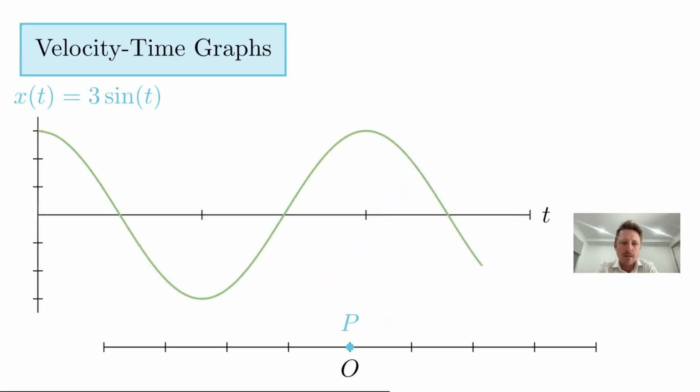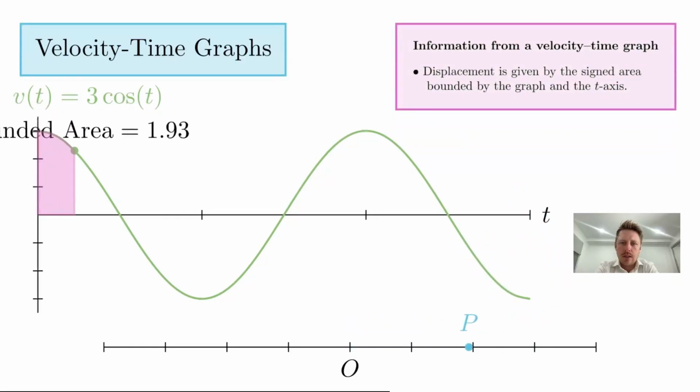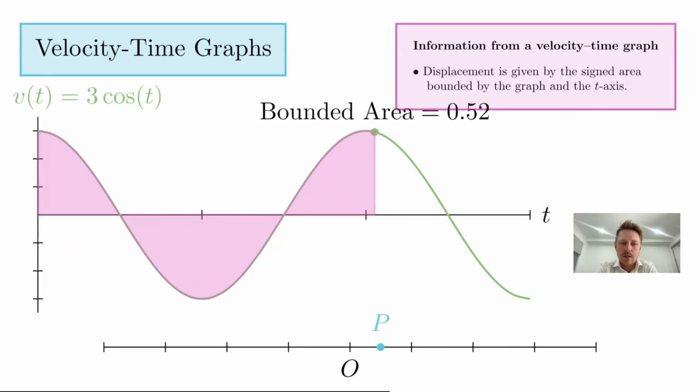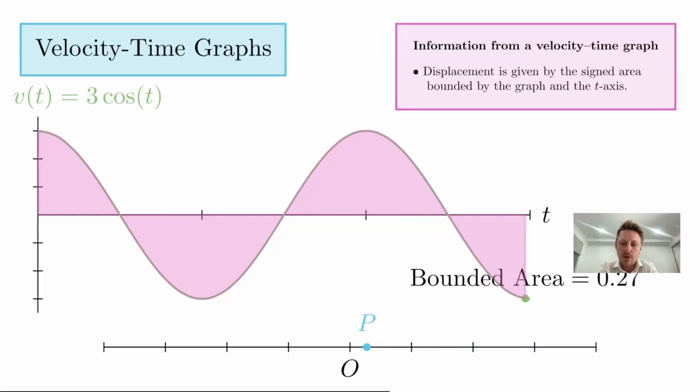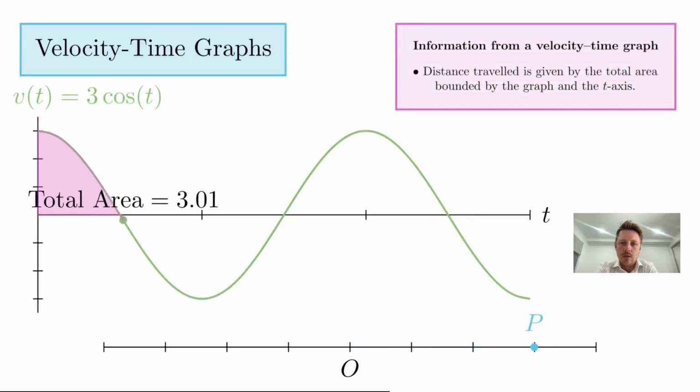And then if we were to think about the velocity, this would be the velocity graph. Velocity as a function of time would look like this. We know as well that the acceleration is given by the gradient of the velocity graph, so that might look something like this. And the displacement is given by the signed area bounded by the graph and the t-axis, so the signed area, taking away the positive and negative components. And the distance traveled is given by the total area.